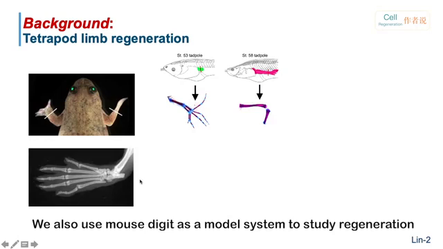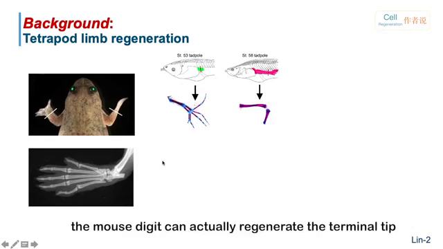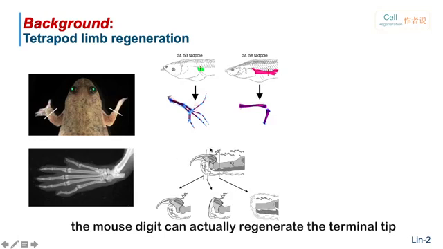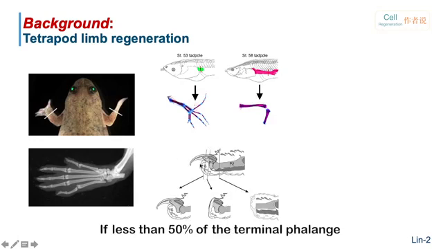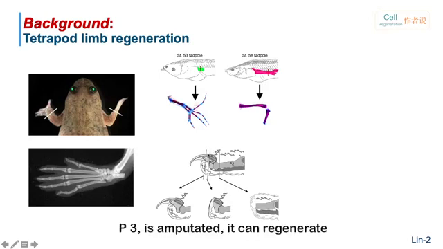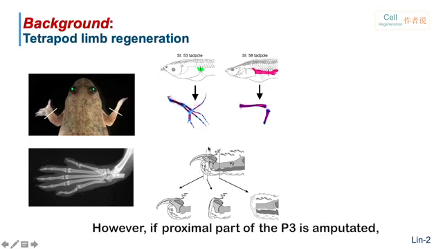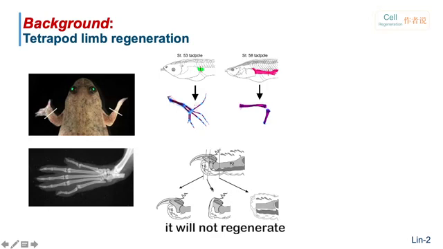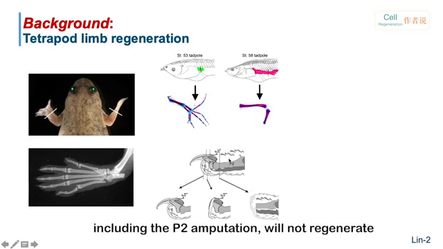We also use a mouse digit as a model system to study regeneration. That's because the mouse digit can actually regenerate the terminal tip. So if less than 50% of the terminal phalange, P3, is amputated, it can regenerate. This is the P3 distal amputation. However, if the proximal part of the P3 is amputated, it will not regenerate. And any level closer to the body, including the P2 amputation, will not regenerate.